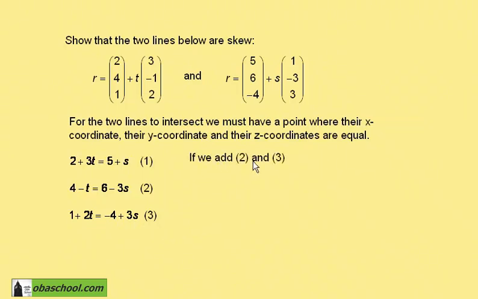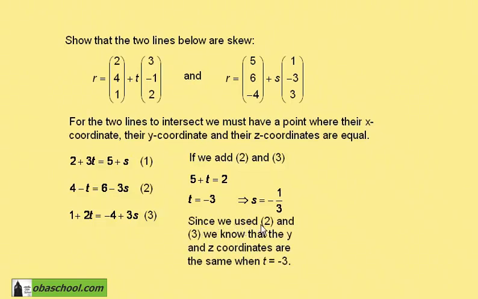If we add equations 2 and 3, and I've chosen these because we have the same number of s's but a different sign, we get 5 plus t is 2, which tells us that t is minus 3. Substituting back into either of these equations gives us that s is minus 1/3. So we've solved these two as simultaneous equations and found that t is minus 3 and s is minus 1/3.